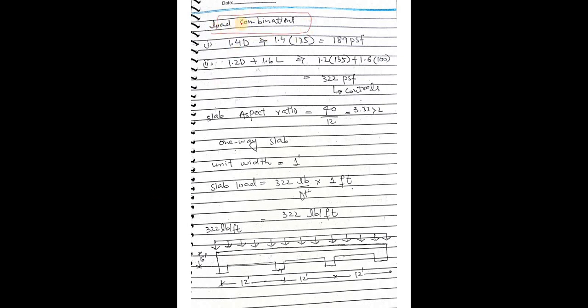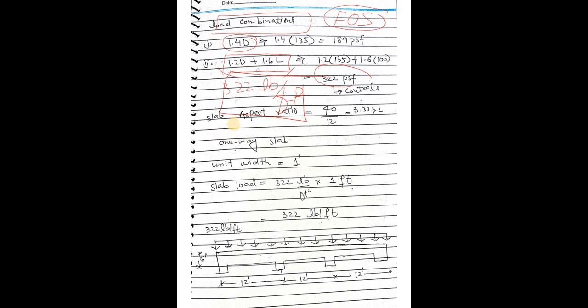Load combination means that for achieving a factor of safety, we actually increase the loads and decrease the strength. It means that we have to increase the load. So the code allows us to increase the load, and if there is only dead load, we increase it by 1.4, and if we want to add live load, it should be 1.2 dead plus 1.6 live. So we just calculate. 322 pounds per square foot is greater than 189, so this will control. It means that your slab is designed on the basis of 322 pounds per square foot load.